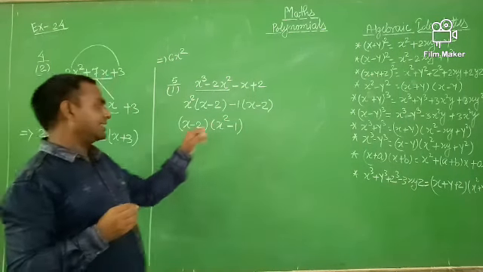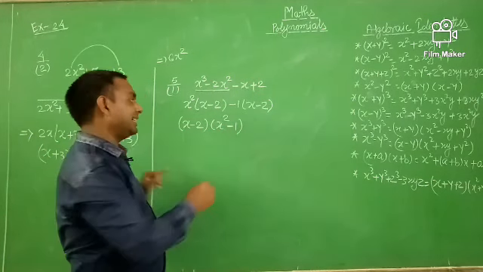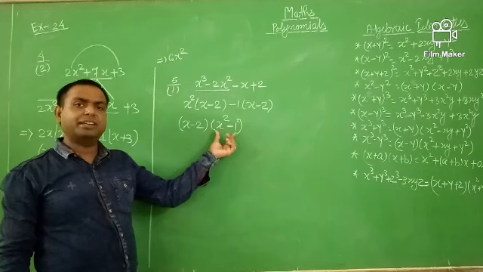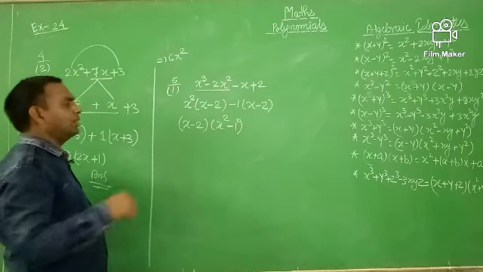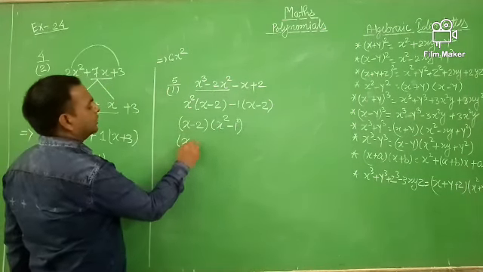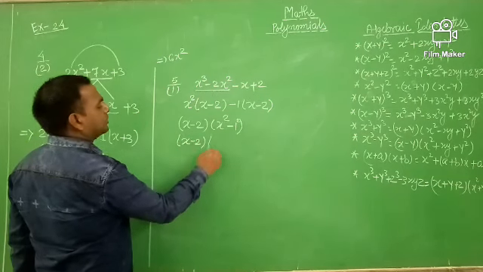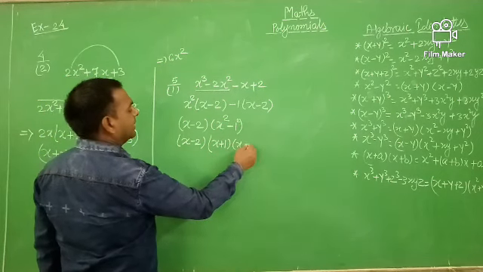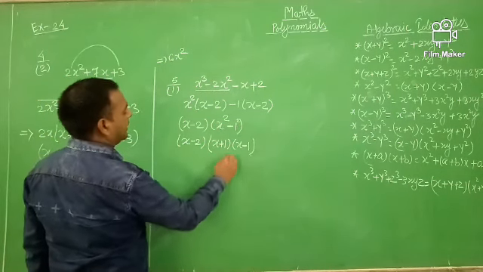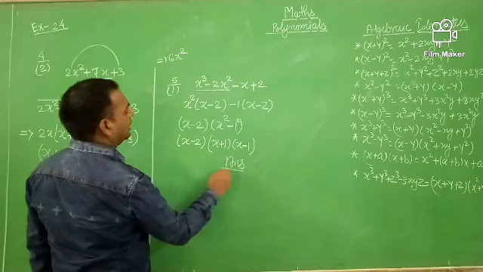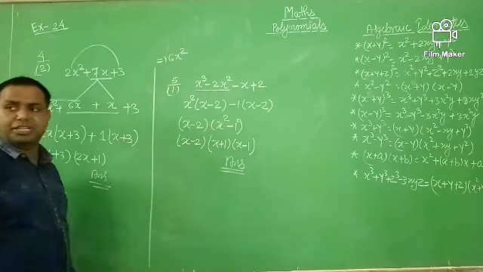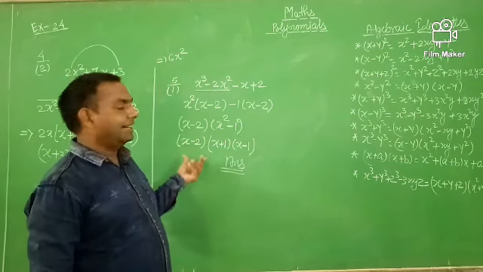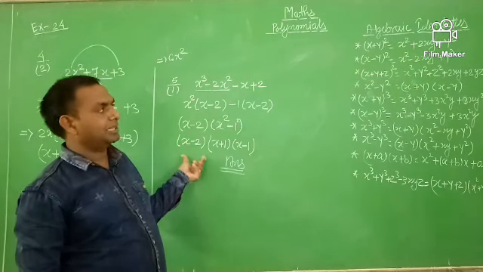Here you see that x square minus 1 means x square minus 1 square. This is also the formula a square minus b square. If you apply the formula a square minus b square, it is equal to x minus 2, and one bracket is x plus 1, another bracket is x minus 1. This is the answer. So if you have a cubic polynomial, then you take the common and apply this formula and solve the factorization of these polynomials.